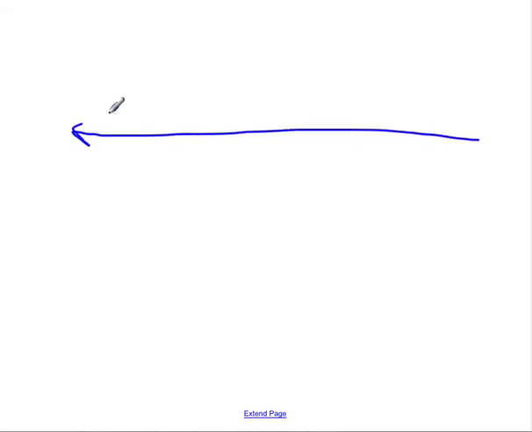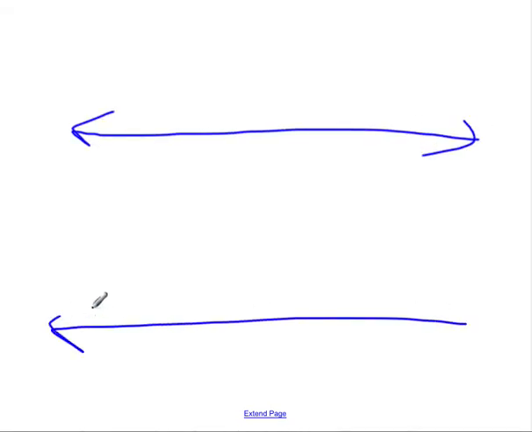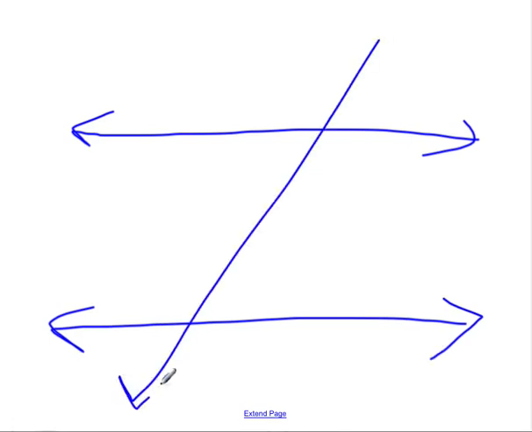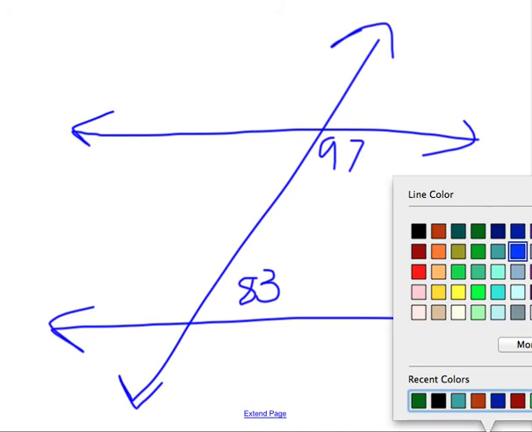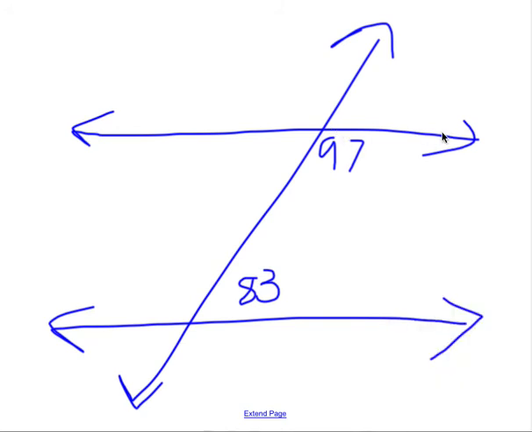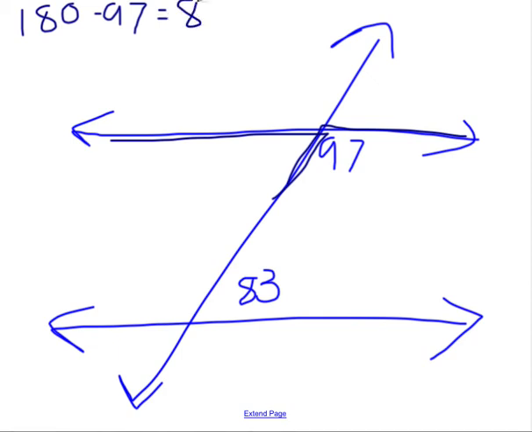We know that MO and NP are parallel and they're being cut by another line. It gives us that this is 97 degrees and that this is 83 degrees. And that's it, and we have to fill everything else out. We notice that this angle right here and this angle right here add up to make a line. So 180 minus 97 will give us that other angle, because that other angle plus 97 needs to be 180. When we do that, we get 83. So this angle right here is 83.